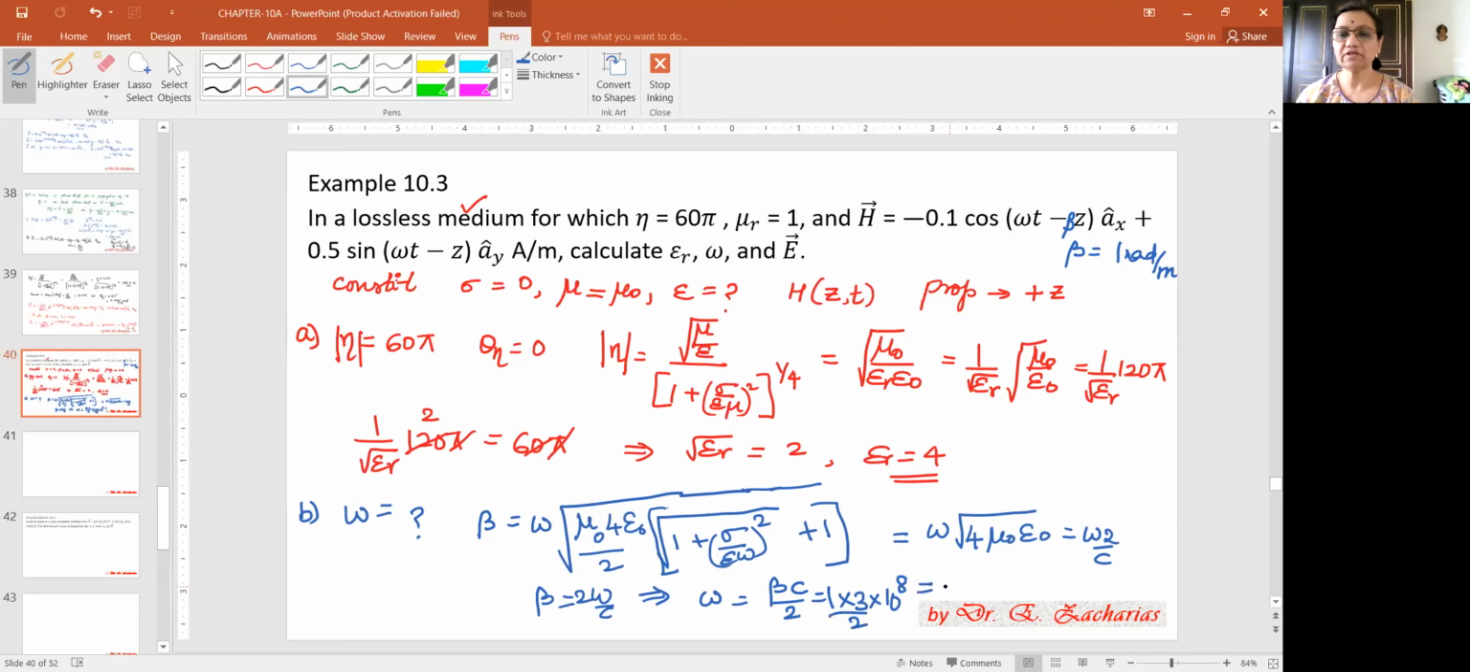So let's substitute. Beta is 1 and C is 3 into 10 to the power of 8 divided by 2. So what will that be? That will be equal to 1.5 into 10 to the power of 8 radians per second. So that's the answer for omega.